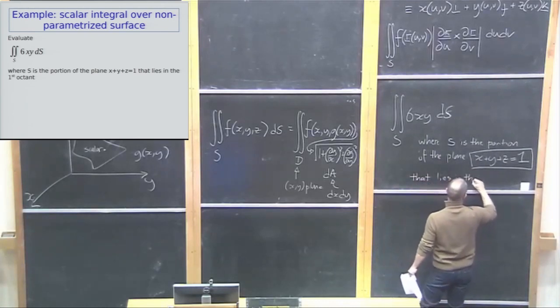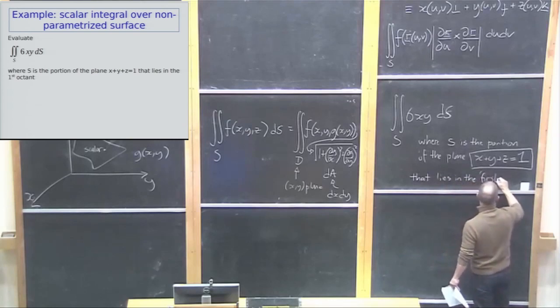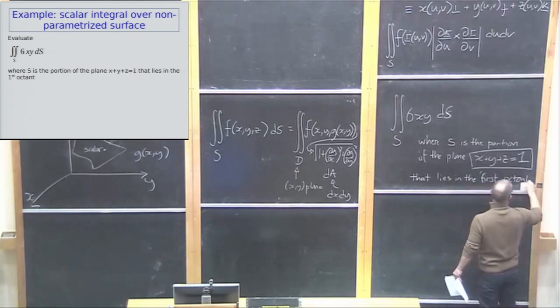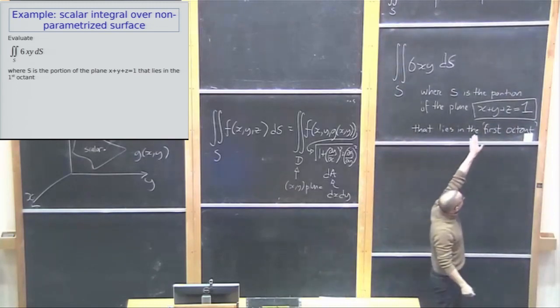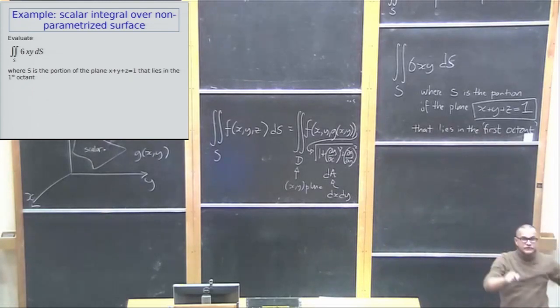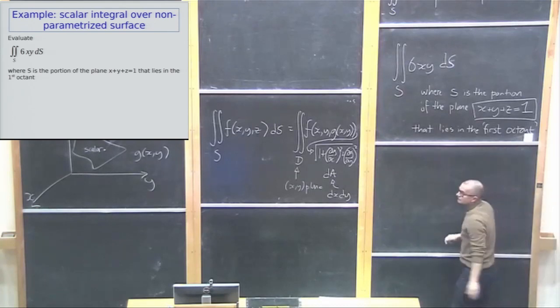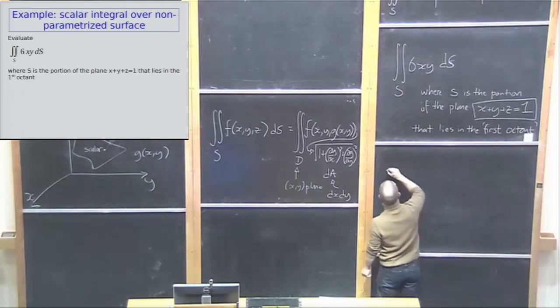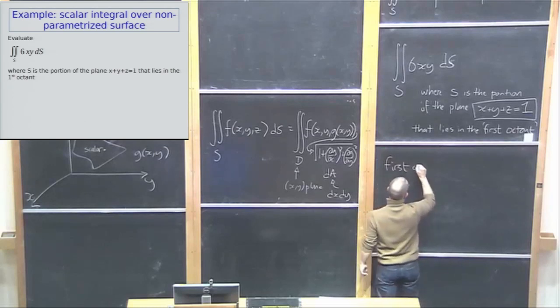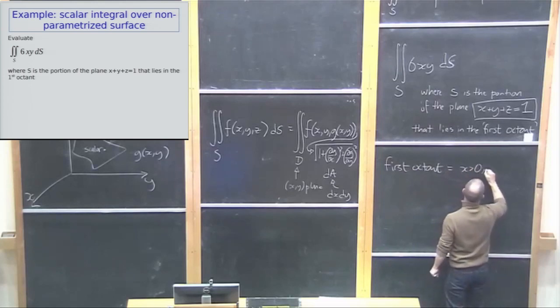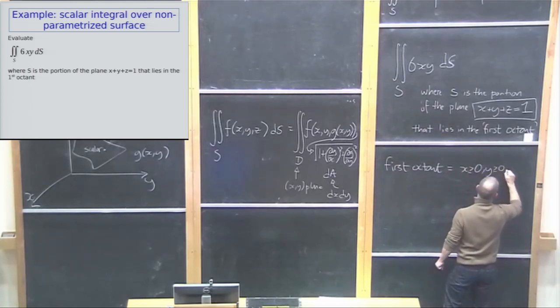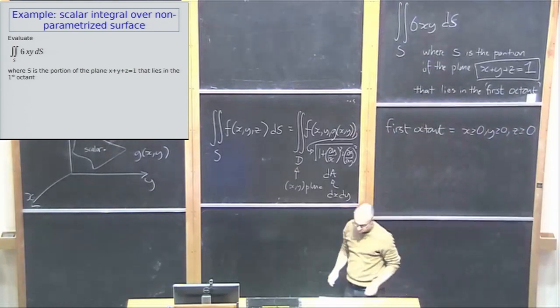That lies in the first octant. Okay. So this is a plane that by itself, the equation of this plane, of course, extends to infinity in all of the x, y, and z dimensions. But this says that it lies in the first octant. The first octant is that part of xyz space where x is greater than or equal to 0, y is greater than or equal to 0, and so is z. So that's what the first octant is.